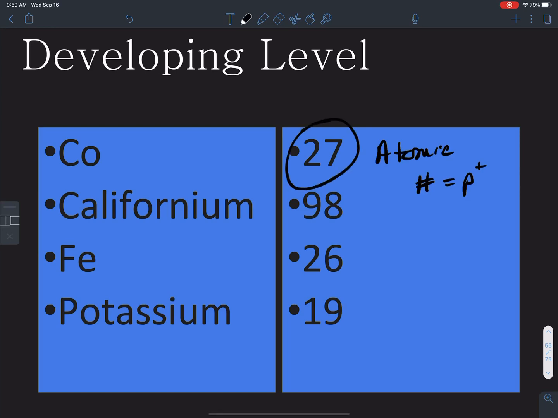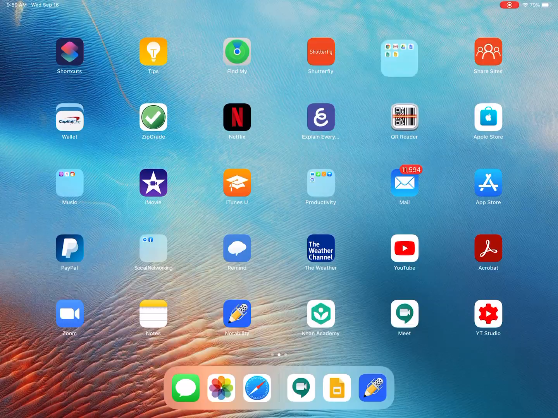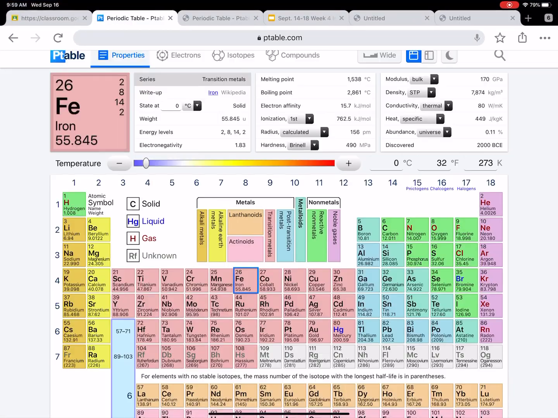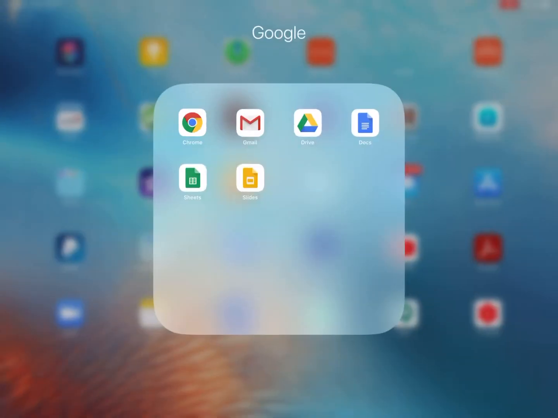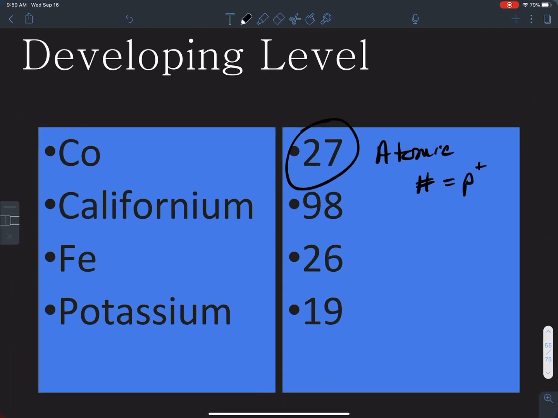So if we're looking for element number 27, if you go to a periodic table and you find element 27, and you can see in the top left corner of the screen, you see cobalt is listed with a 27 on the top. That tells you that there are 27 protons in a cobalt nucleus. So our first element is going to be cobalt for 27.